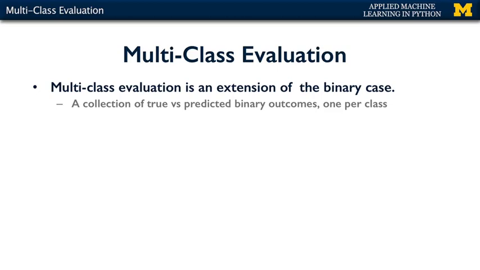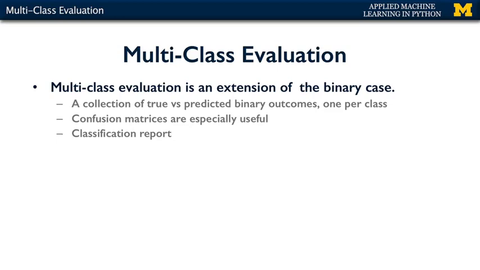And just as we saw in the binary case, you can generate confusion matrices in the multi-class case. They're especially useful when you have multiple classes because there are many different kinds of errors that result from one true class being predicted as a different class. So we'll look at an example of that. Classification reports that we saw in the binary case are easy to generate for the multi-class case.